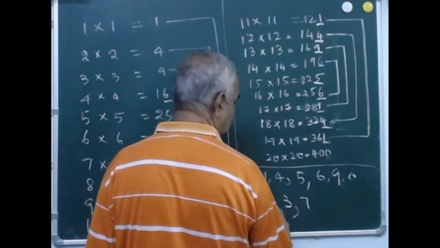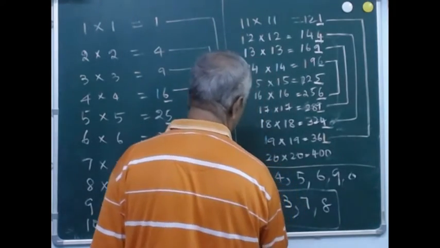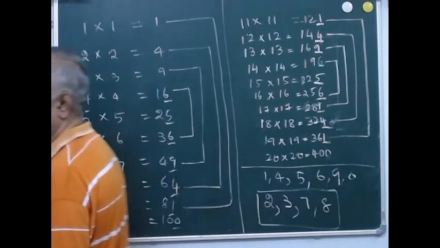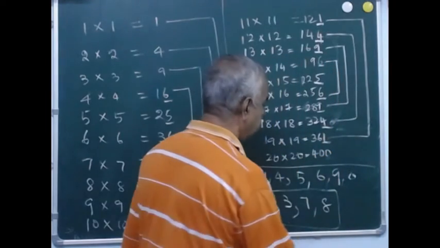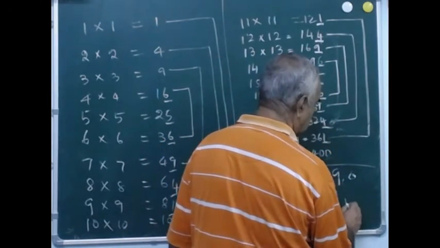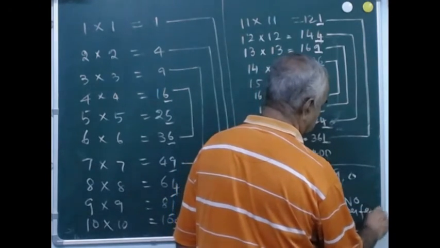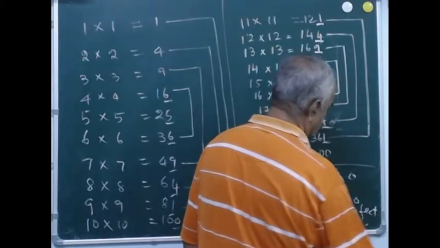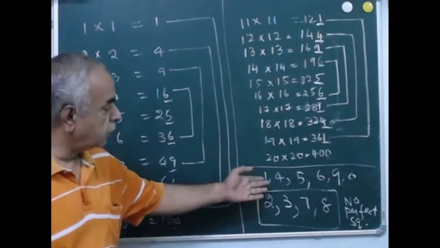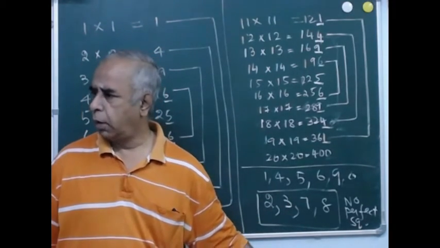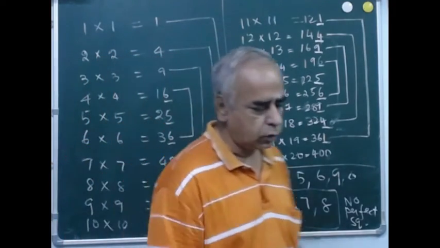So 2, 3, 7, 8. Note down these numbers. When these numbers come in the unit digit, they will definitely not give a perfect square. So no perfect square, no doubt. You will never get it. But with the other digits you may get or may not get. Our idea is to find which numbers will not give a perfect square.